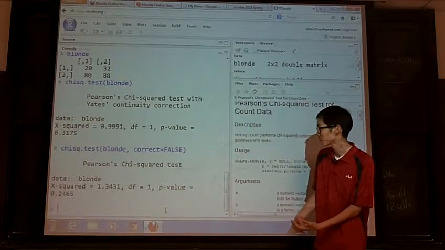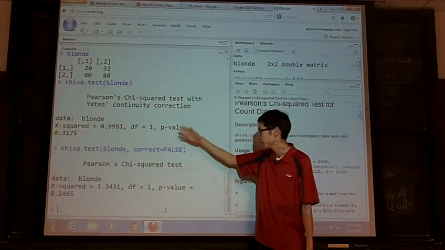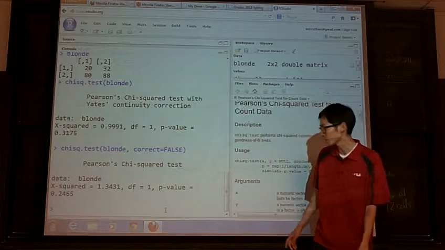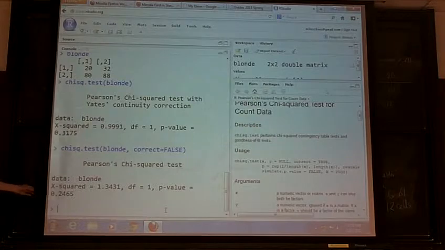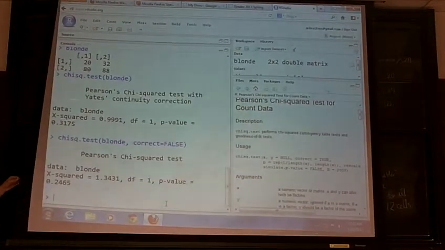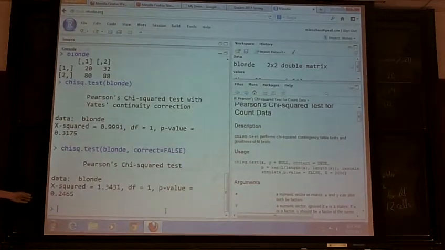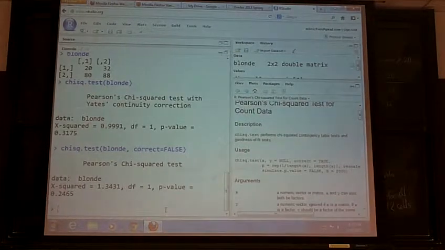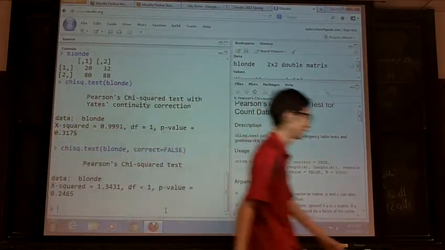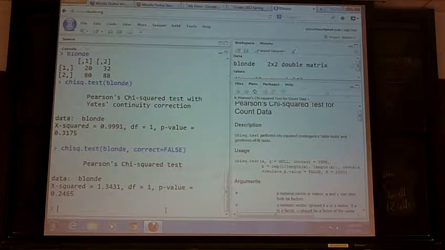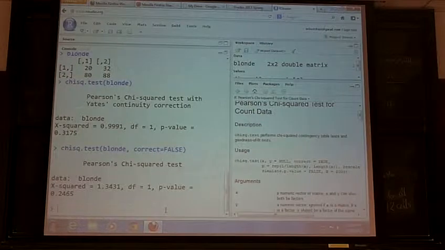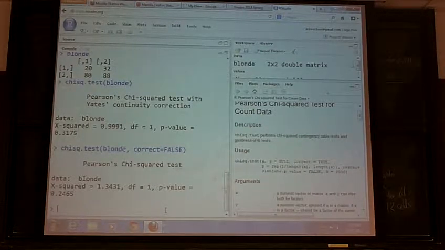So chi-squared test, blonde, and then you don't do the correction. Correct equals false. And I believe this is the number that we got, right, when we did it. Please check in your notes. Did we get 1.34, or did I add it up wrong? We got 1.32, so I must have messed something up, I think. 1.32, 1.34, it's close enough. I think it's because when I did it, I rounded off a little bit.